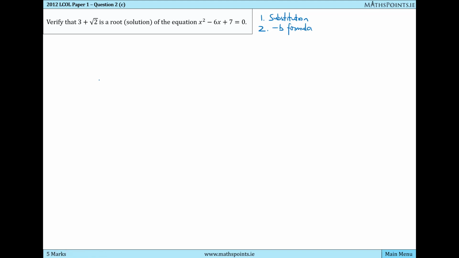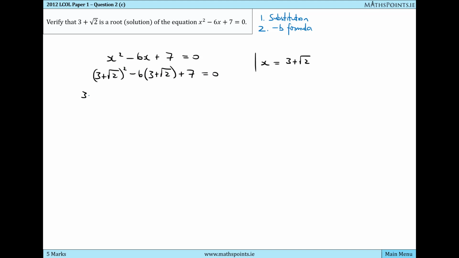Okay, so let's have a look at the substitution method. So we write down our quadratic equation, x squared minus 6x plus 7 equals 0. And for the x's, we're going to substitute in x is equal to 3 plus root 2. So here we have 3 plus root 2 squared minus 6 on 3 plus root 2 plus 7 equals 0. When you square a bracket, you're multiplying it by itself. So let's write it like that. So 3 plus root 2 times another 3 plus root 2. We'll multiply this bracket out.